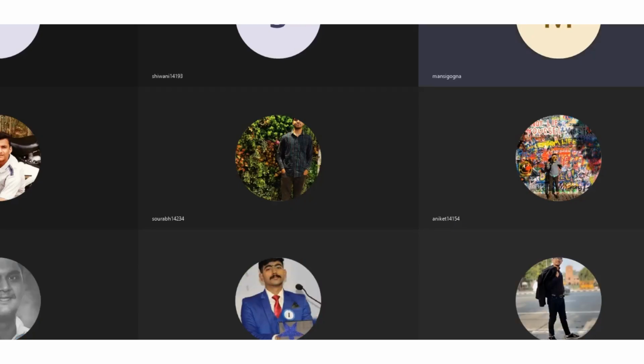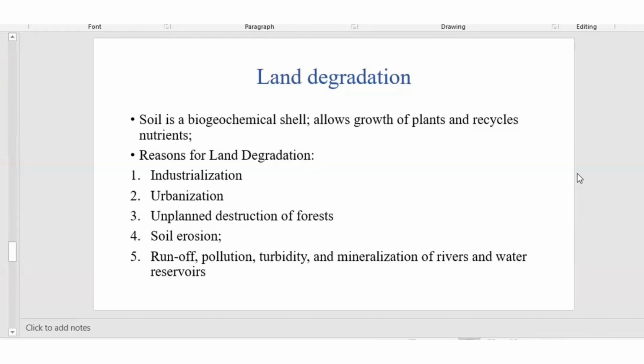So as I was saying, land degradation basically refers to the loss of productive capacity of a piece of land, and this loss is because of over-exploitation by humans. Because of over-exploitation, often the two most common properties affected are either the chemistry of the soil or the biodiversity or biological properties, where different organisms, their population and their diversity are affected. There are a lot of reasons which lead to land degradation.